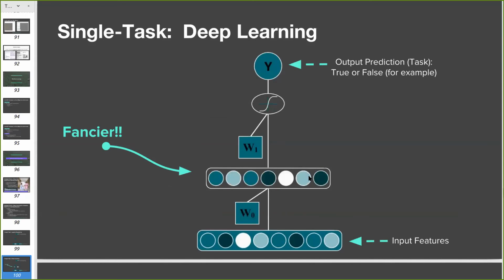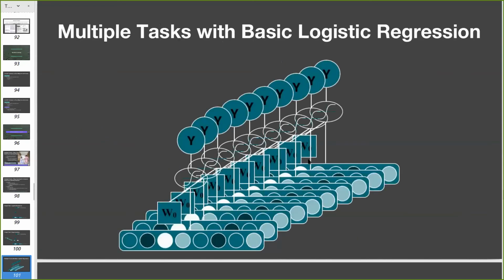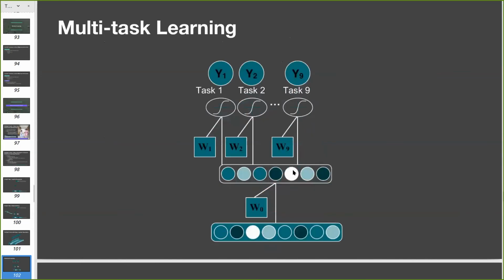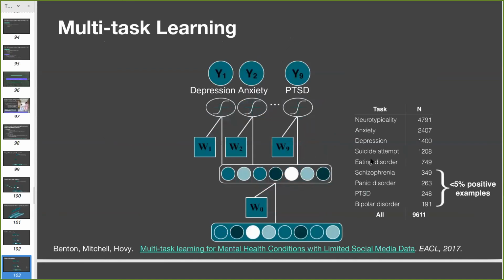And then we have multiple tasks with basic logistic regressions. We have different logistic regressions here for doing multiple tasks. So multitask learning, we have the input features, we have the weights, and the model tries to model different tasks, and we have different outputs here. So what's happening here is that we have different tasks like typicality, anxiety, depression, suicidal. These are the different things, and the model tries to learn for all of these tasks together.